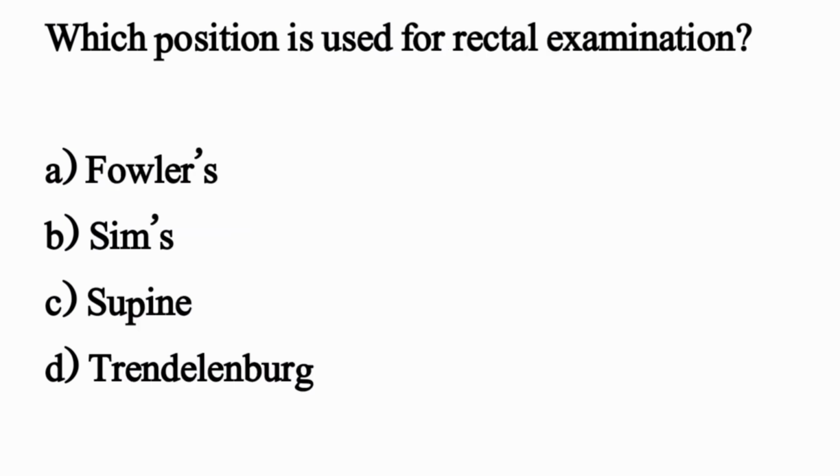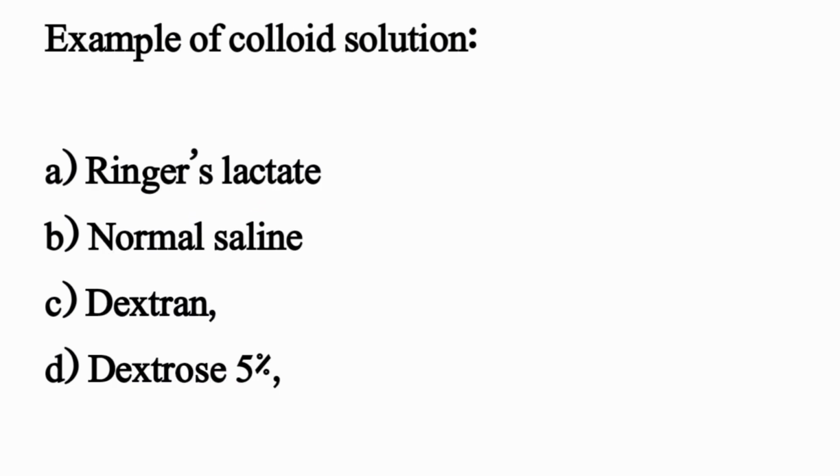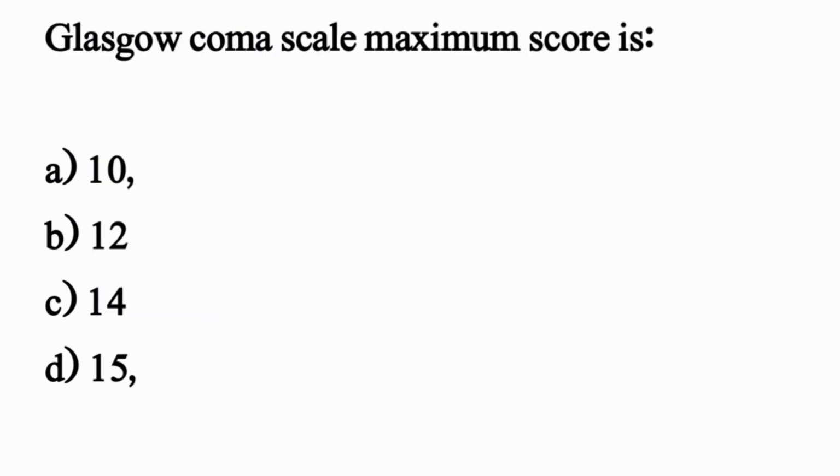Which position is used for rectal examination? The right option is option B, Sims. Example of colloid solution. The right option is option C, dextran. Glasgow Coma Scale maximum score is. The right option is option D, 15.